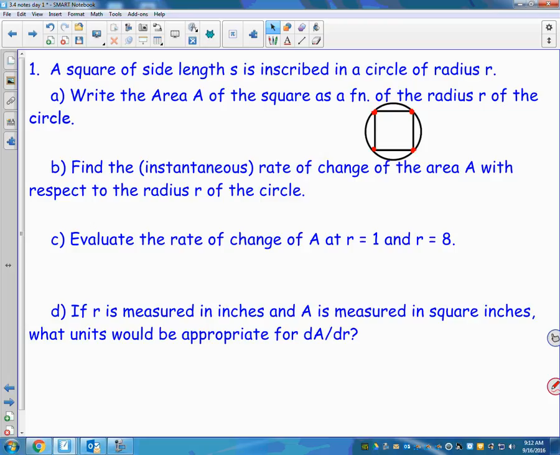We want to write the area of the square as a function of the radius of the circle. What do you got? Any ideas? First of all, what is the area normally of a square? If this was side length S of the square, what would you say the area is? S squared, right? But we need to write that in terms of the radius. So I could draw this straight down and make the radius, but that's not really going to help me much. What if I connected it over here? Would that be a radius?